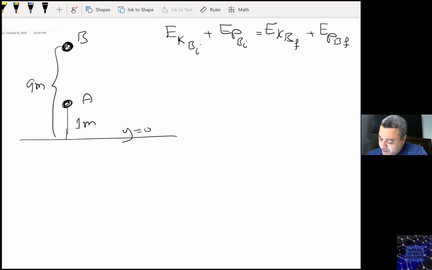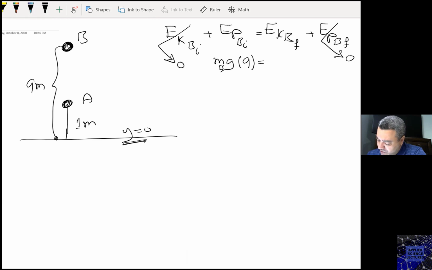So starting from rest, which means that the kinetic energy is zero because the velocity is zero, then the gravitational potential energy is mg, let me call this one mb, 9 meters, equals the potential energy at the final, which would be zero because y now is zero.